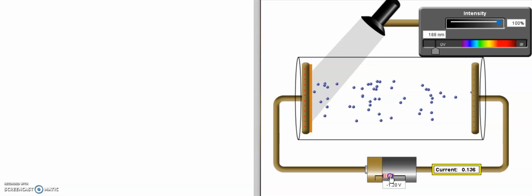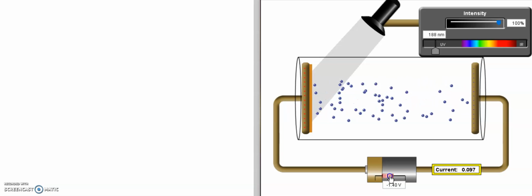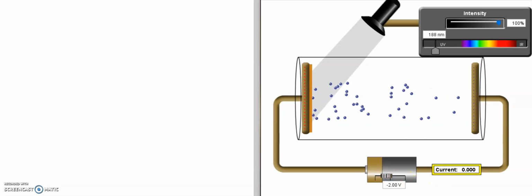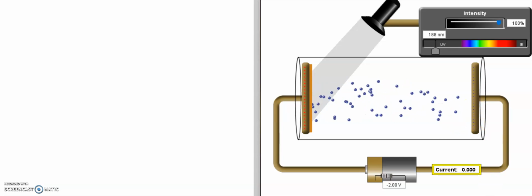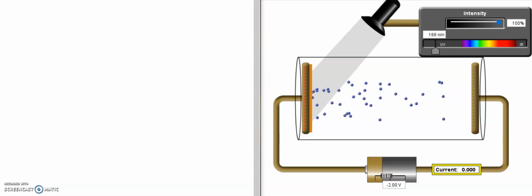Okay, so I'm going to keep on going. It's getting harder and harder for them to get across, and then we'll see how close we can get. Oh, there it is, 0 at 2 volts. Okay, now this is really important because the electrons are fully being stopped. No electron can actually make it to the plate. Now, this is what Einstein did, and I'll show you what he did with this.